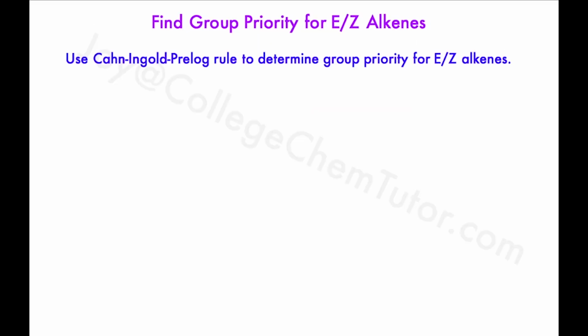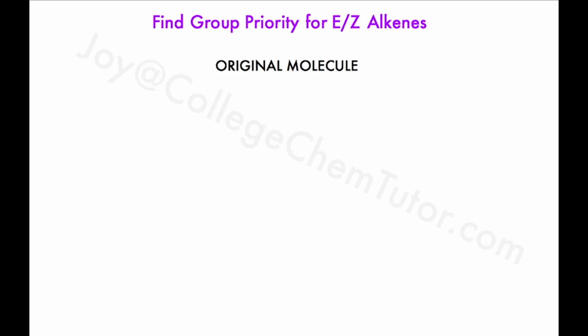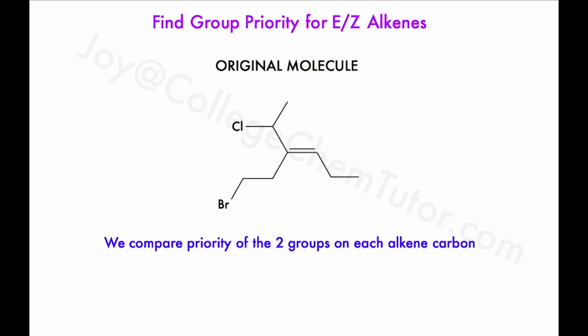Today we will use the Cahn-Ingold-Prelog rule to determine group priority for E/Z alkenes. We're starting with an original molecule. This is just a random alkene. And in order to find if an alkene is E or Z, we have to compare the priority of the two groups on each alkene carbon.